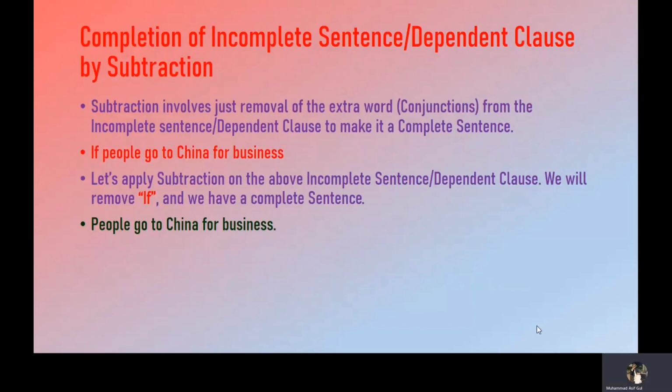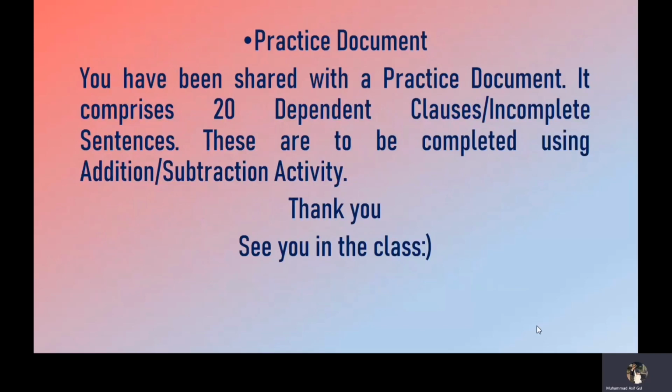People go to China for business. This conveys a complete sense. So this is a complete sentence. That's all for today. You have been provided with a practice document. The document comprises 20 dependent clauses, or we can say incomplete sentences, or subordinate clauses, and you have to complete them using the addition subtraction activity.